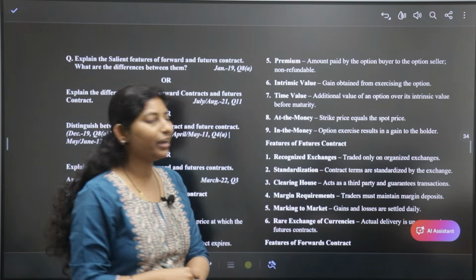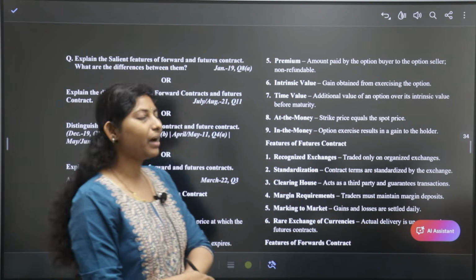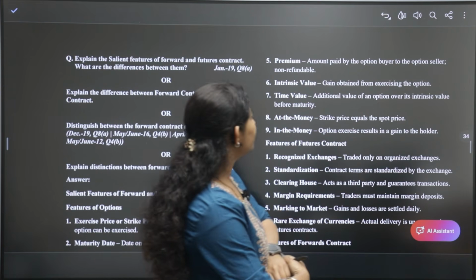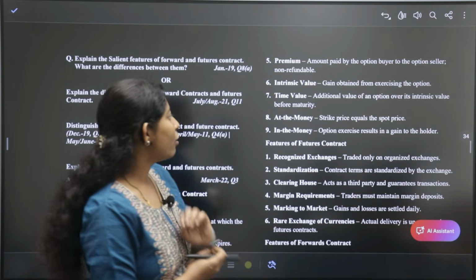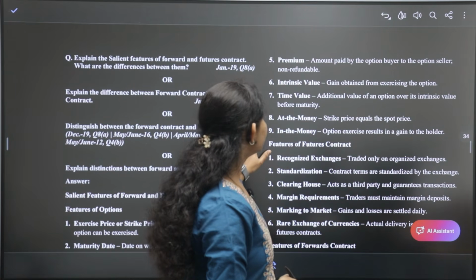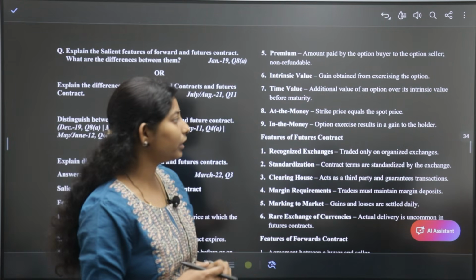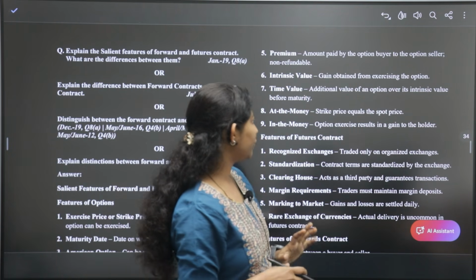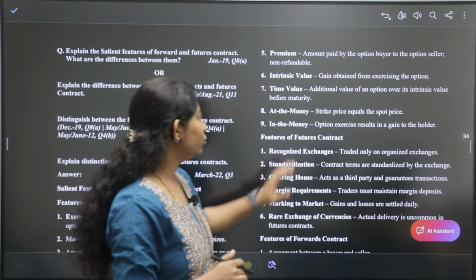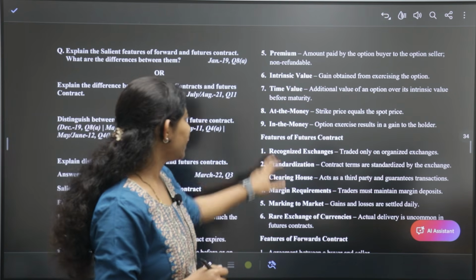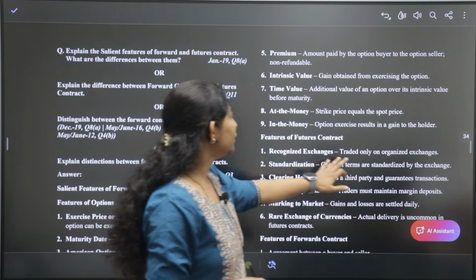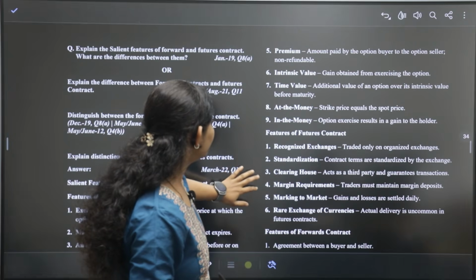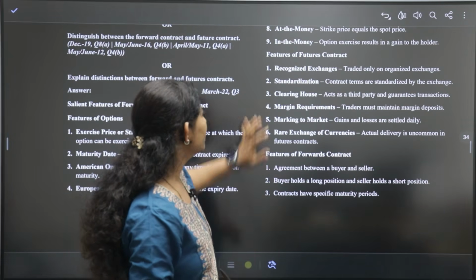Premium: the amount paid by the buyer to buy the shares on a particular date. Intrinsic value: the gain obtained from exercising the option. Time value: an additional value added to the final spot value. Next, at the money: when the strike price is equal to your spot price, we can say at the money. Next, in the money: options whose exercise results in gains for the holder. Very simple.